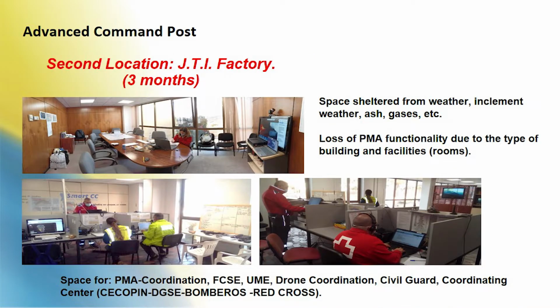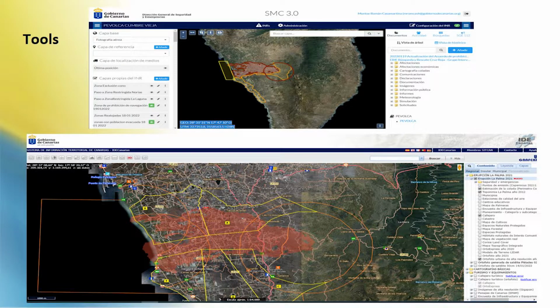And the second location was in another space, not outside but inside, better for the weather, ash, and gases, but I think we lost functionality due to the type of building and facilities, like rooms. It's very strange for me to be in an emergency building with rooms. Well, I think we continued with our functions. There is an example of different internal tools for us for the management of the emergency, but also maps or tools for the population.